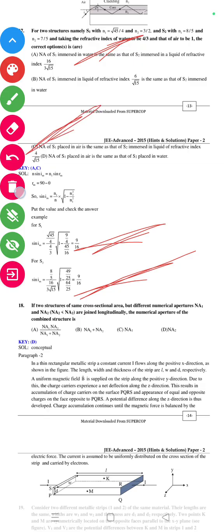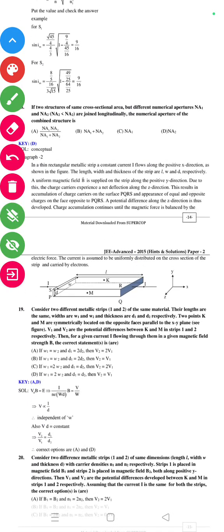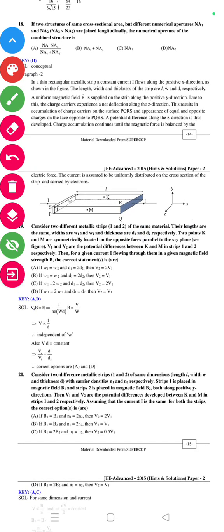So A and C will be the answer. The next question is: if two structures of the same cross-section area but different numerical apertures NA1 and NA2, where NA2 is less than NA1, are joined longitudinally, what will the numerical aperture of the composite structure be? So the answer is option D, NA2.